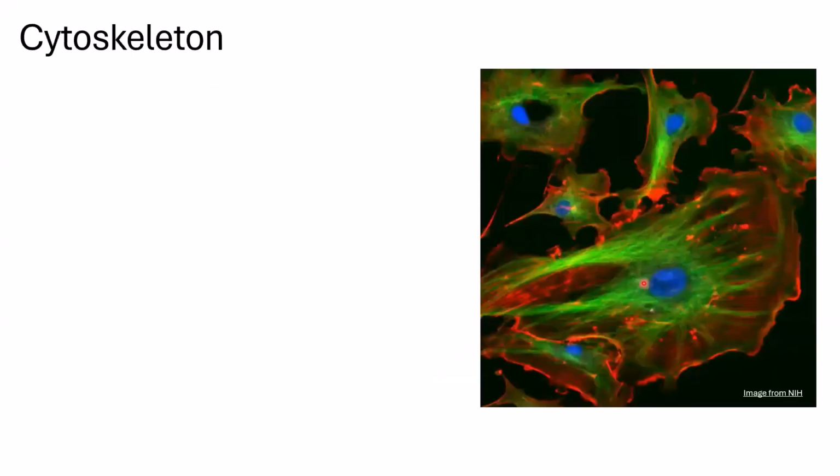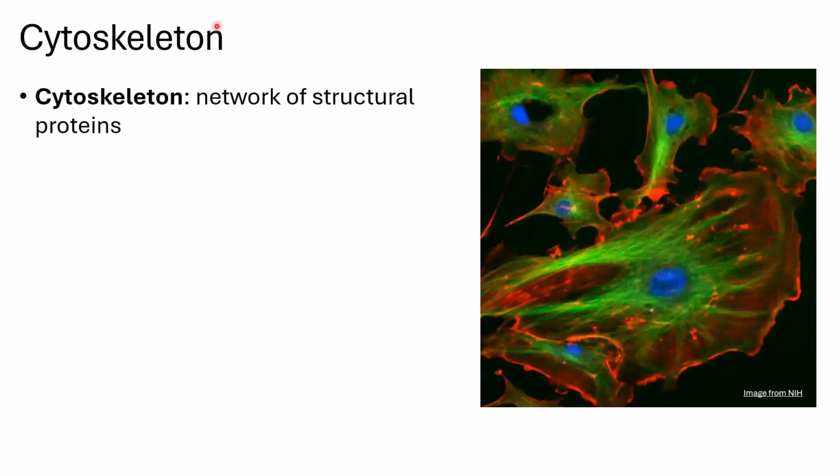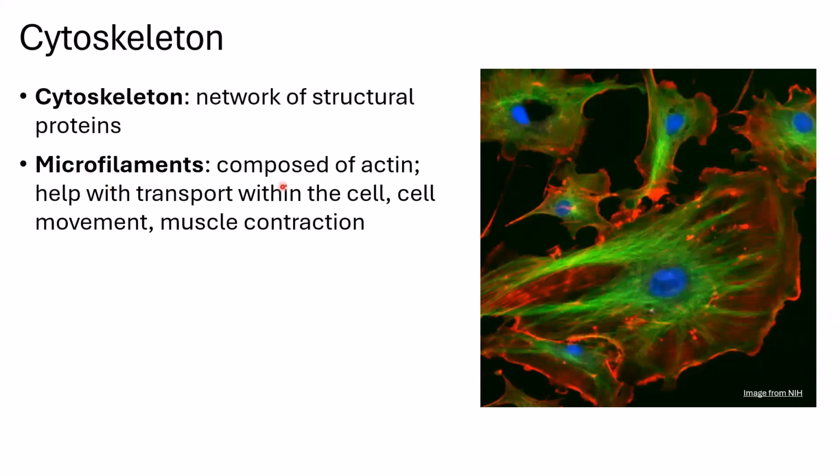Finally, the cytoskeleton. As previously defined, the cytoskeleton is a network of structural proteins. These can be divided into three groups. The first is microfilaments, which are the smallest and are made out of proteins called actin. They help with transport within the cell, movement, and muscle contraction. They are shown in red in this image, and you can see that while they are spread throughout the cell, they are brightest at the periphery of the cell.